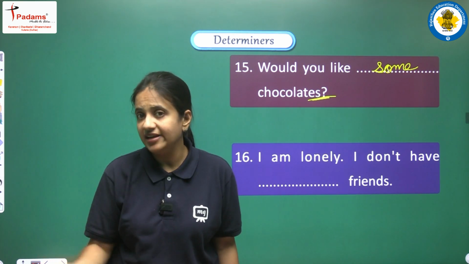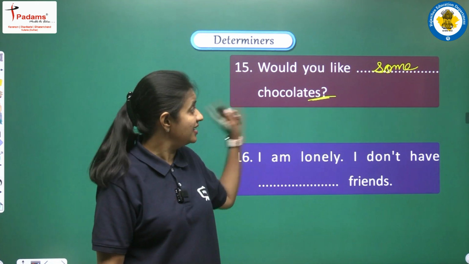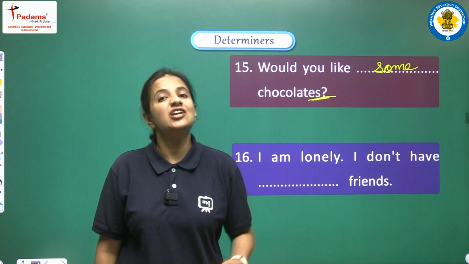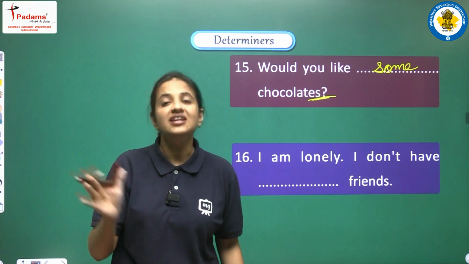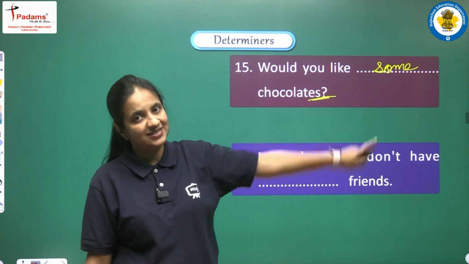We cannot write any. Why? The reason should be very clear. The reason is that in this sentence we are offering something, we are showing some kind of offer, and this is the reason we have to use some here in this sentence.